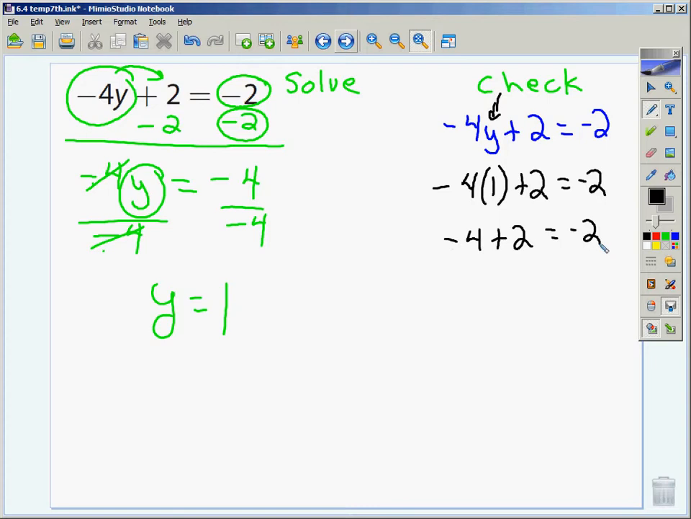Here's the question you just asked. Do these two numbers have the same signs or different? Different. Which one has the larger absolute value? -4. I have to keep the sign of the -4, so it's going to be negative. And -4 plus 2 is -2. And I can see that my answer checked.